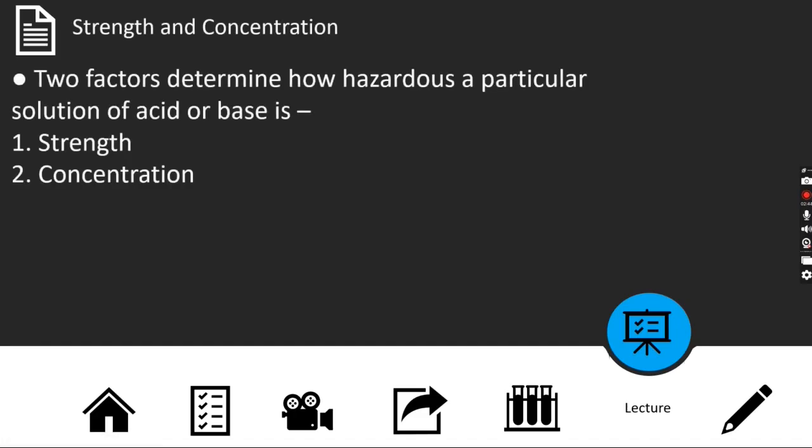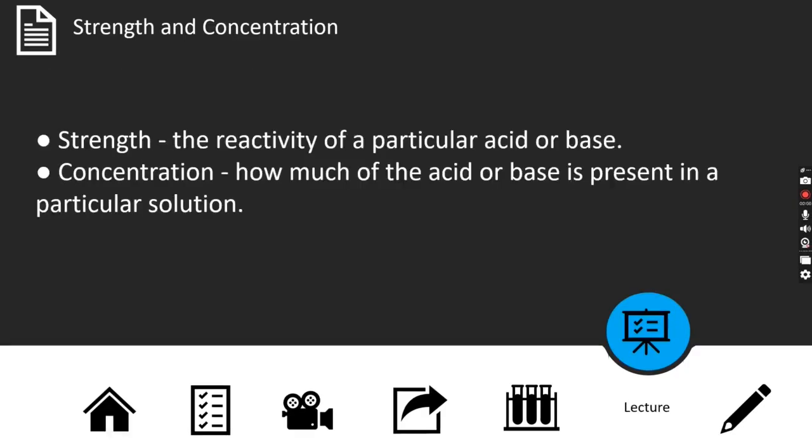All right, 2 factors determine how hazardous a particular solution of acid or base is: strength and concentration, both together. So what are strength and concentration? Strength is the reactivity of a particular acid or base. You can have something that's really strong and reacts fairly quickly. Concentration is how much acid or base is present in a particular solution.